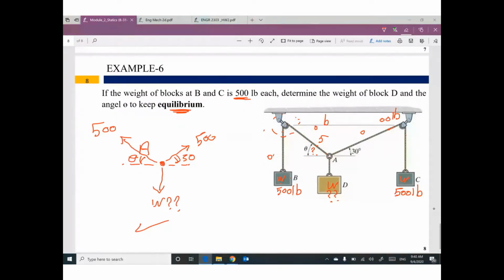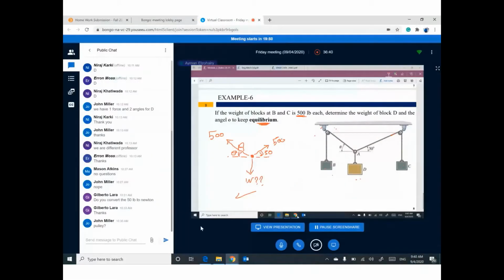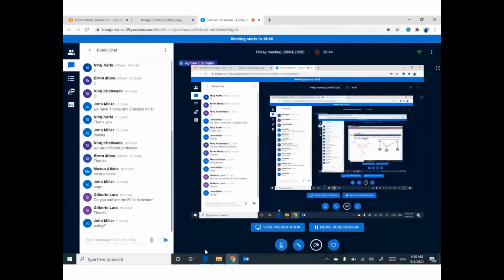We have two concepts in this problem. The first concept, okay, thank you, John. It's pulley, not valley.